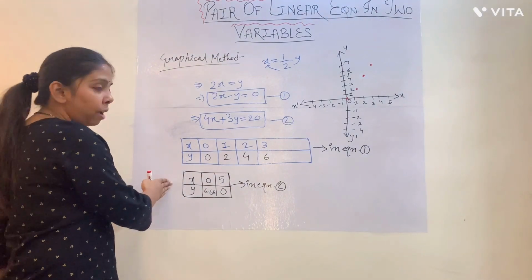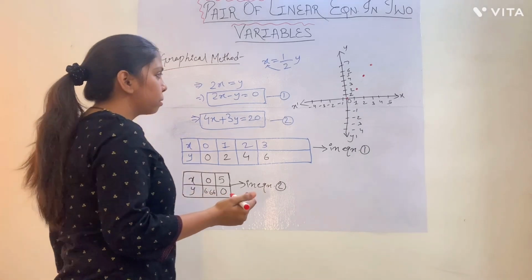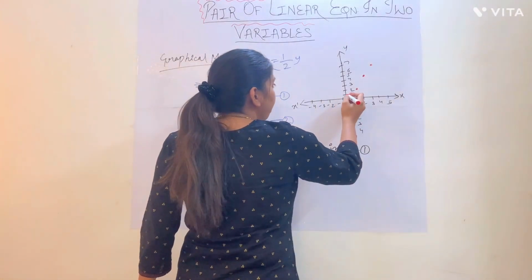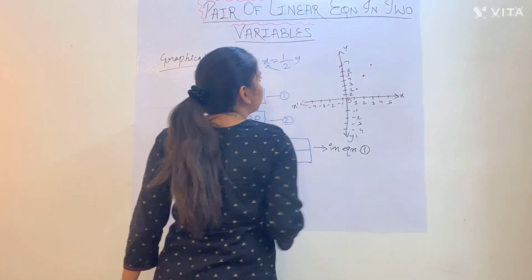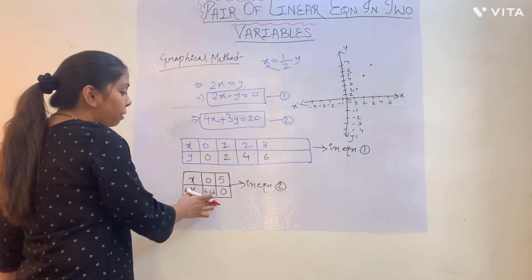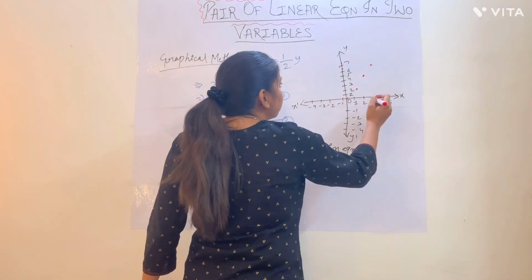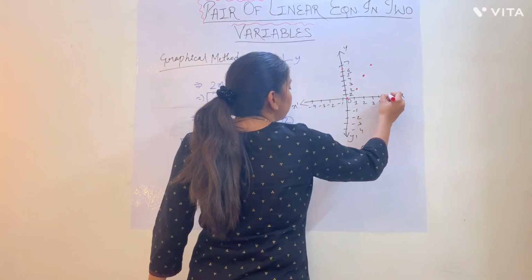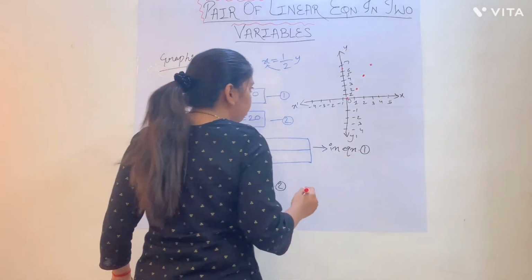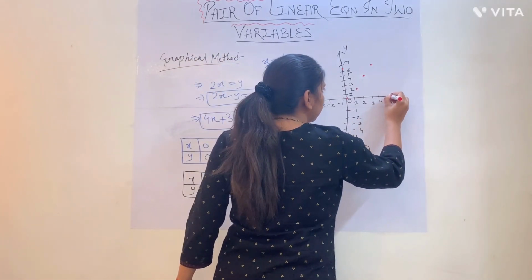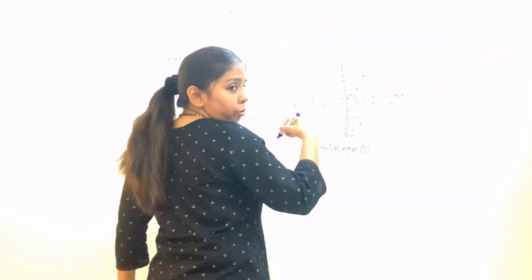Let's take other values for the second equation. Where x is equal to 0, the value of y is 6.66. So x is equal to 0 and the value of y is equal to 6.66 here. And where y is equal to 0, the value of x is equal to 5. So the point is here. Let's join these points.